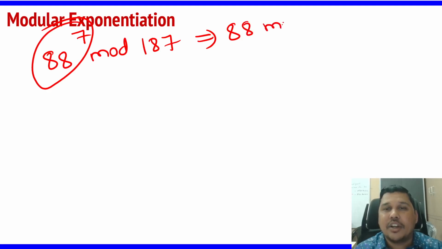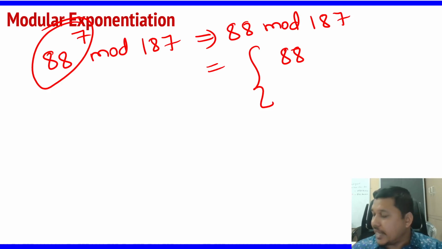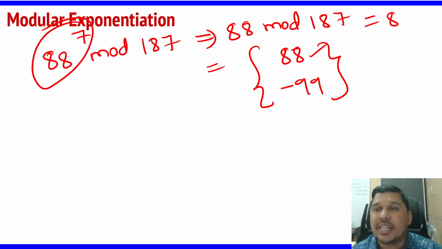Calculate 88 mod 187. What could be the two values? Since it's a smaller value, one value could be 88, and the other value could be 88 minus 187, which is minus 99. Numerically, which one is the smaller number? 88. So this value becomes 88.